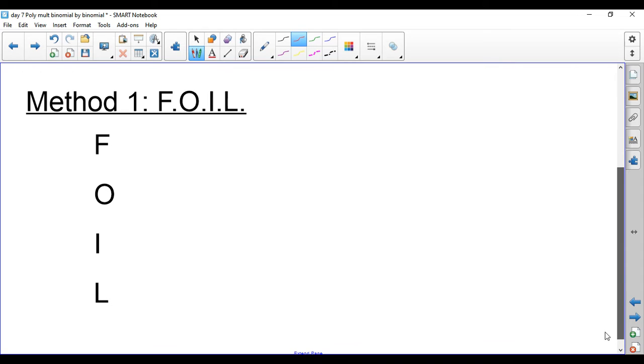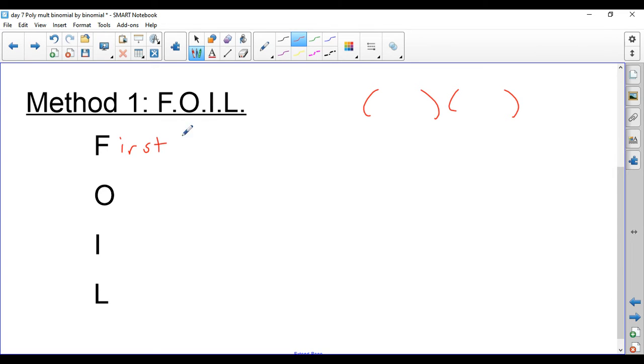The first method is called the FOIL method. FOIL is just a quick way to remember what you're multiplying. So when you multiply these, you're going to have two sets of parentheses where each pair has two things in it. So the FOIL stands for, F is for first. When you multiply the first, you multiply the first thing in each set of parentheses times each other. O is for outer. When you multiply the outer things, you multiply the outside terms.